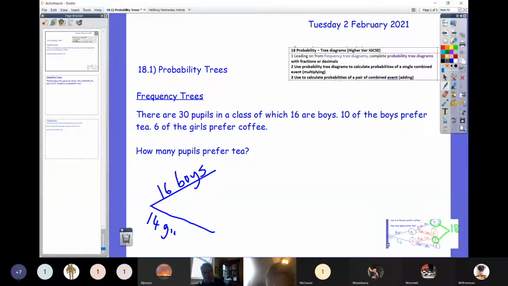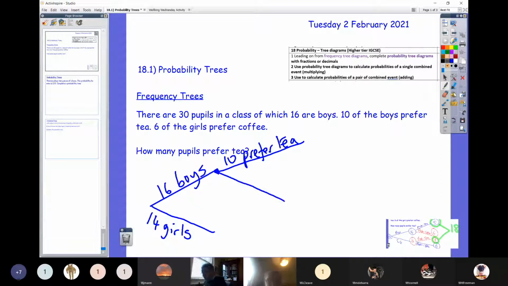Okay, so the first 2 crocodile mouths coming out, 16 boys. Because there were 30 pupils in the class in total, there must be 14 girls. 16 and 14 is 30. Now, of those boys, 10 prefer tea. So coming out from the boys' arm, we have 10 prefer tea. And then just sticking with the boys, there are 16 boys. If 10 prefer tea, then obviously 6 must prefer coffee. Those are the only 2 options.